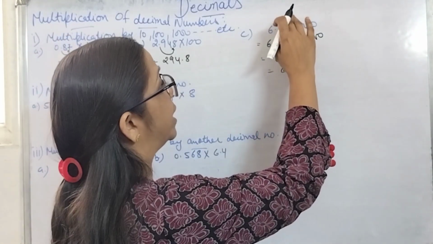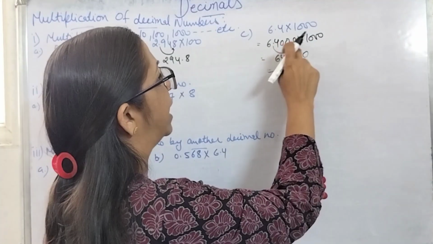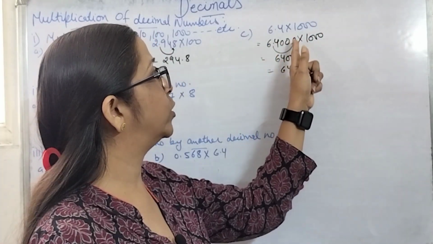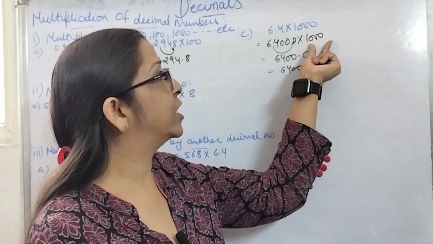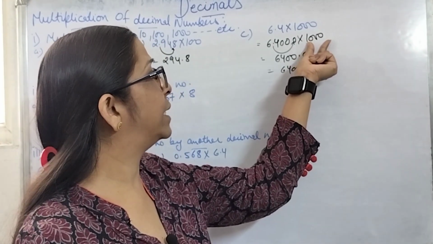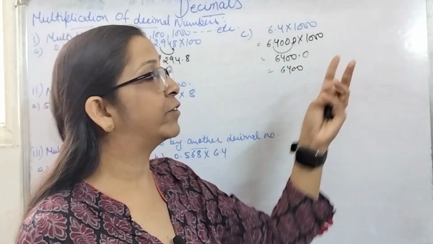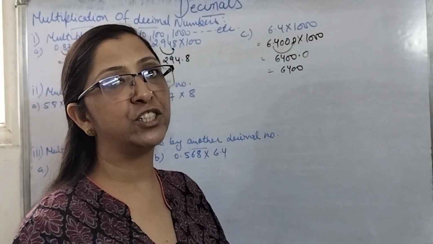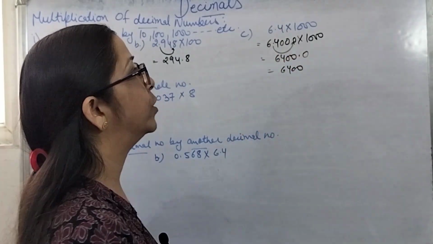So if there are not enough decimal places, we can add that many zeros, and then we will be shifting the decimal towards the right by as many digits as we have zeros in the multiplier. This is your multiplicand, this is your multiplier. In the multiplier we have 3 zeros, so we will be shifting the decimal by 3 digits towards the right. So the answer will be 6400.